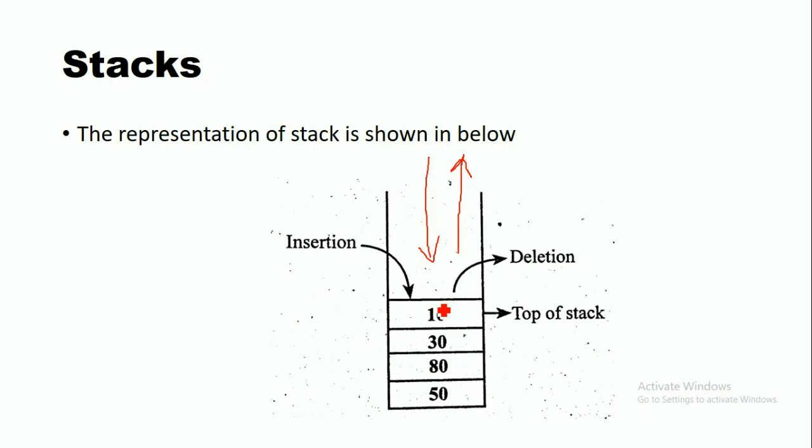So the elements within the stack are: the first one is 50, the second is 80, the third is 30, and the last element is 10. This stack follows the LIFO order, that is, last in first out. The last element inserted into the stack will be removed from the stack first. Generally, the element 10 represents the top of the stack.